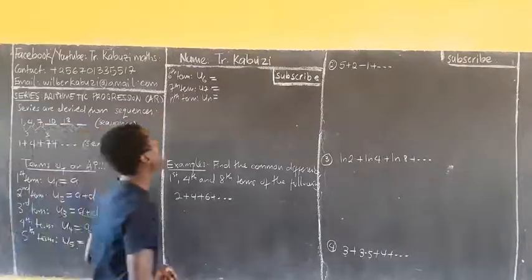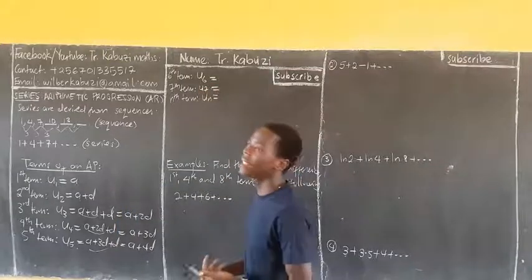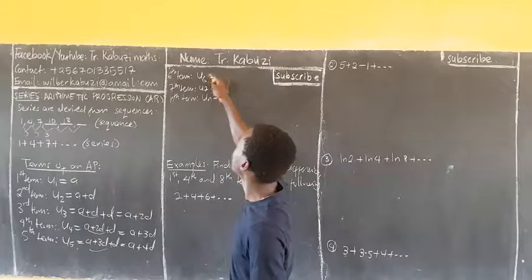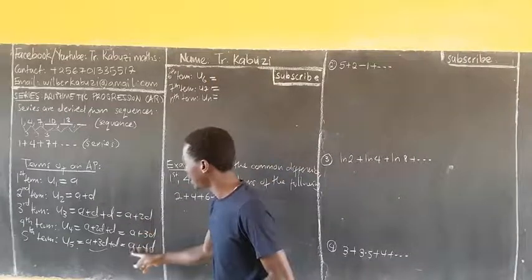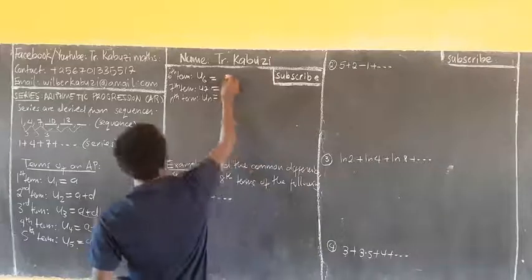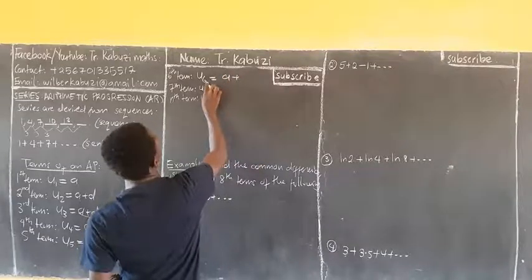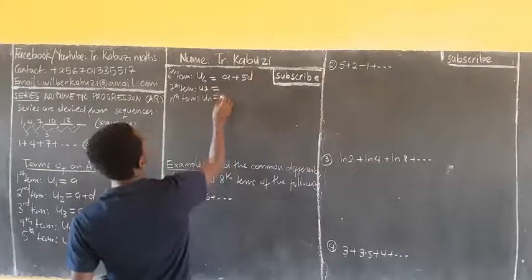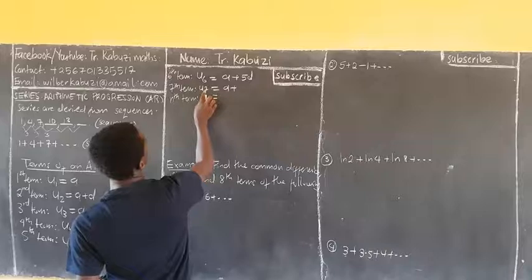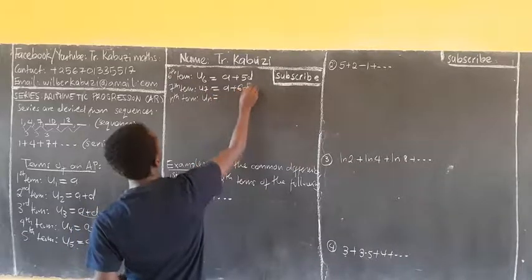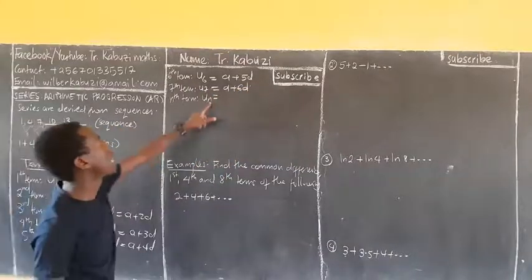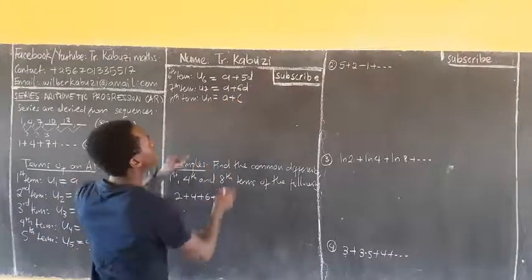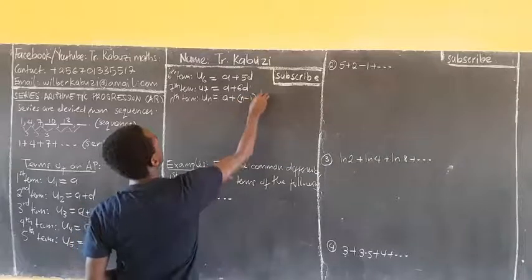Now from here, we can generate other terms. Because for the 6th term, it means that the coefficient of D is going to be 6 minus 1. You see that A is constant now. So my 6th term will be A plus, then if this is 6, I subtract 1, I have 5D. To get the 7th term, I get A, then plus 7 minus 1, that is 6, to be the coefficient of D. Meaning, now I can get the nth term. It will be A, then plus N minus 1 into D.